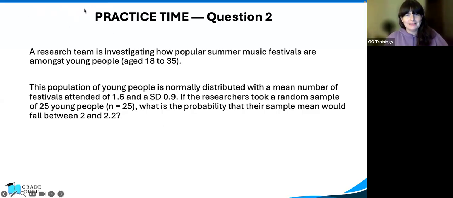Kaz, I'm back. We've got a question in the chat. Which column from the Z table do I use in this case?